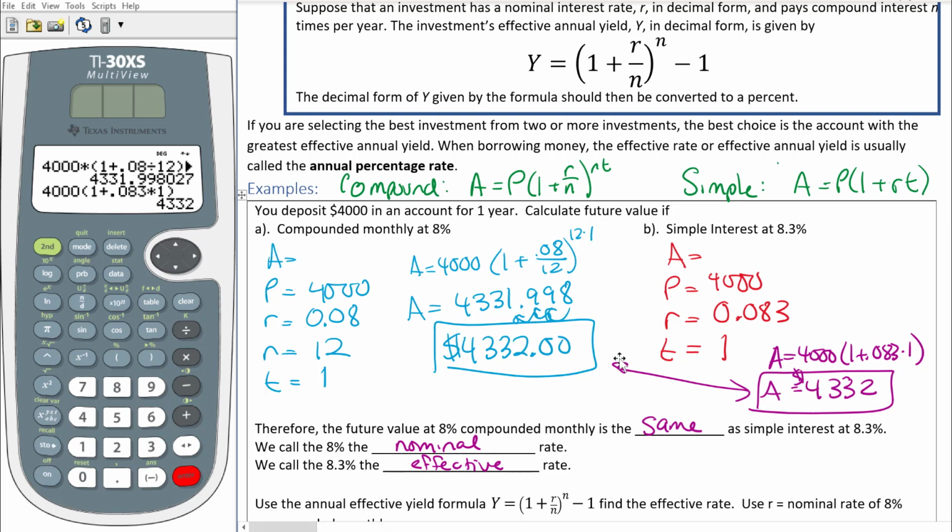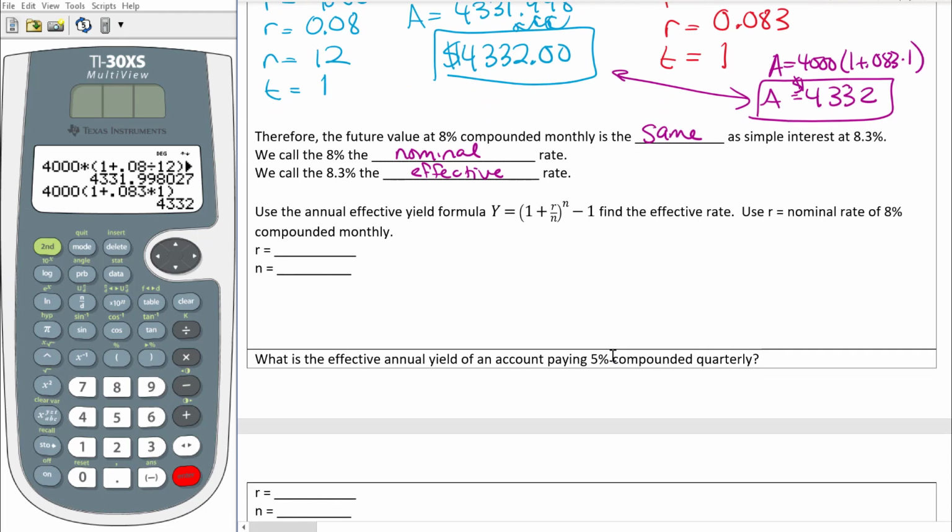So we're actually going to use the annual yield now in the next example to find the effective rate. So we're going to use r equals the nominal rate of the 8% for the first example, compounded monthly. So if I'm going to try to find the effective rate, I have y equals (1 plus my rate, which from above was 0.08, and my n was compounded monthly, which is 12). So we have (1 plus 0.08 divided by 12) raised to the 12, minus 1.